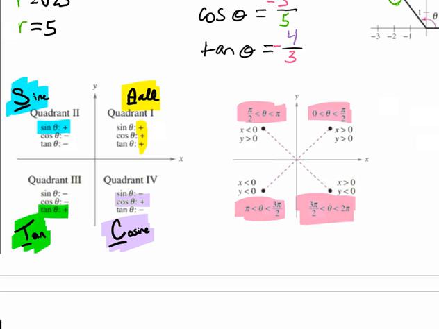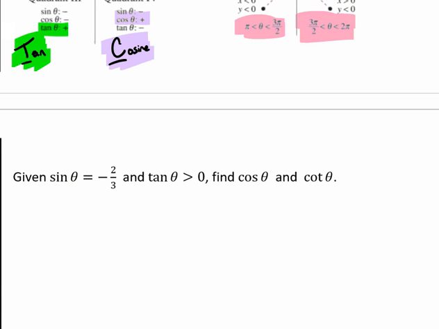All students take calculus as a very important and helpful tool in helping you to be successful when it comes to evaluating trig functions. In this next example, we're given that sine of theta equals negative 2/3 and that the tangent of theta is greater than 0. We're going to be finding the cosine of theta and the cotangent of theta.